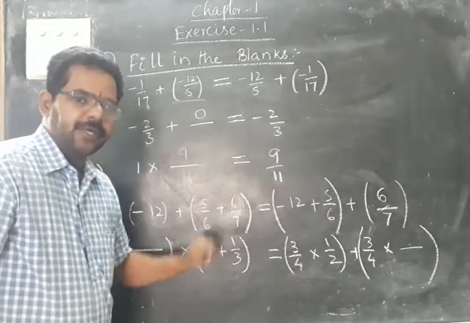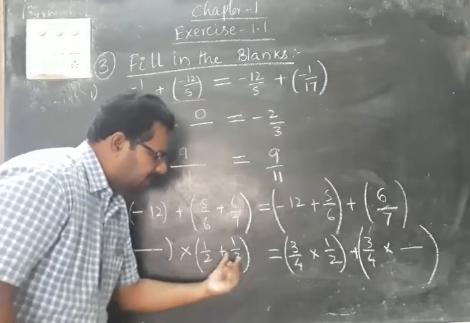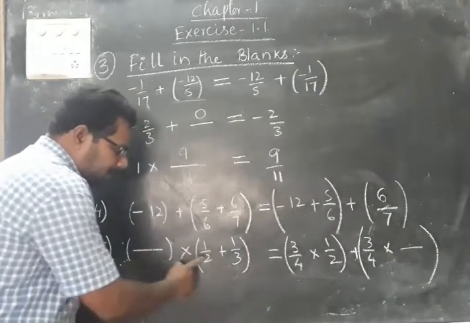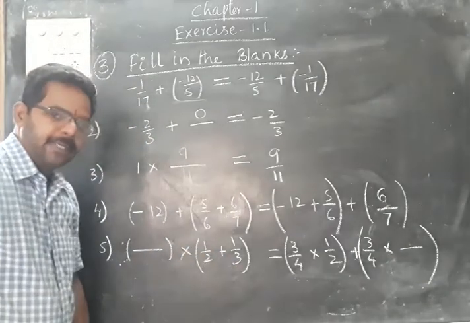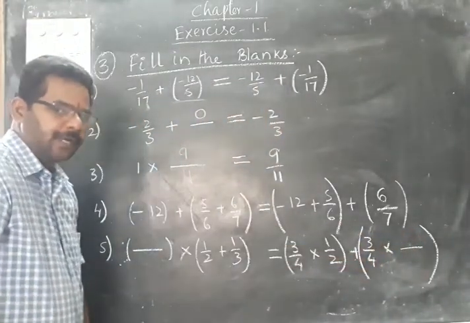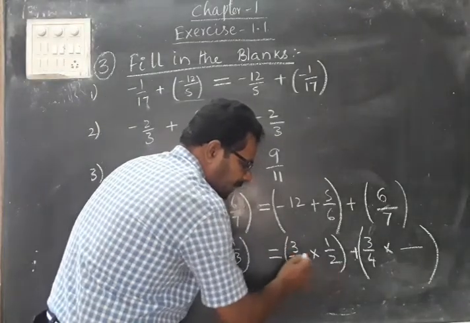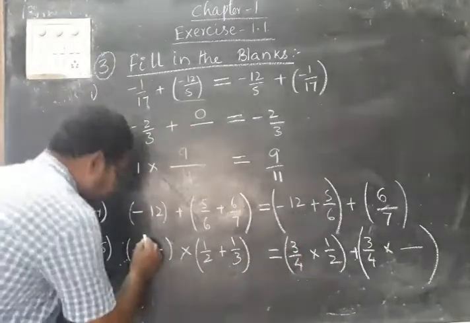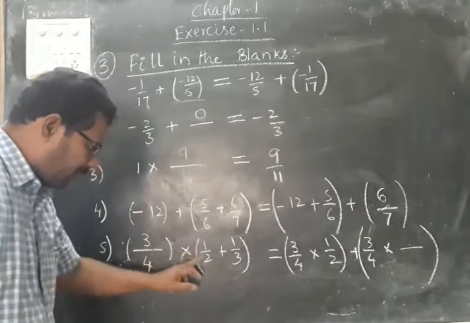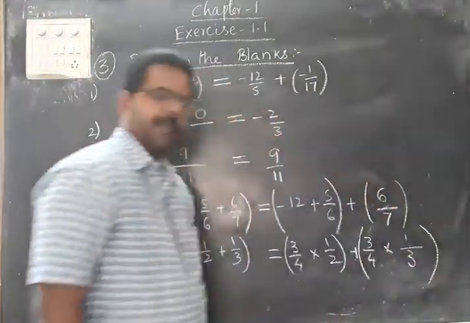This is the distributive law, distribution of multiplication over addition. So A into B plus C is equal to A into B plus A into C. A, B, C, we know the numbers. So this number we have to find out, and here the same number also we have to find out. If you observe, what number did we find? A is 3 by 4. Here, 3 by 4 into 1 by 2 plus 3 by 4 into 1 by 3. So here we have to write the answer 1 by 3.